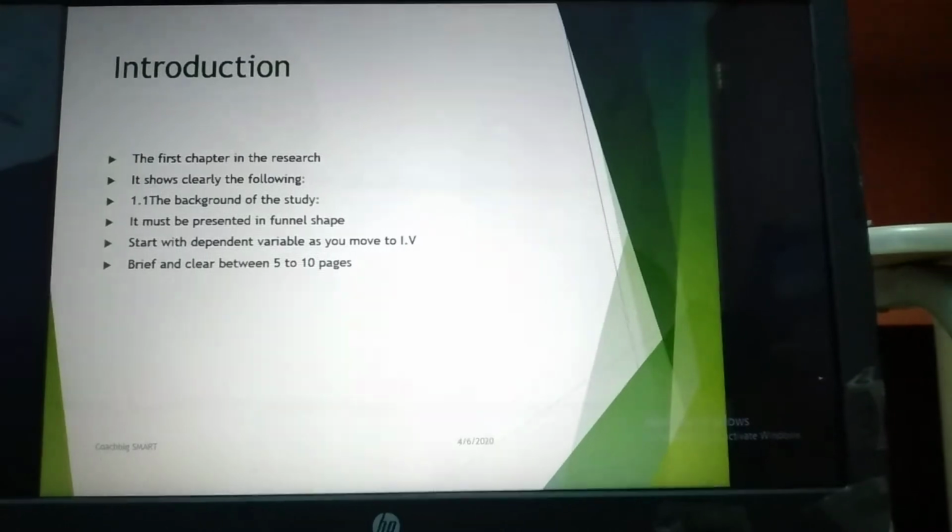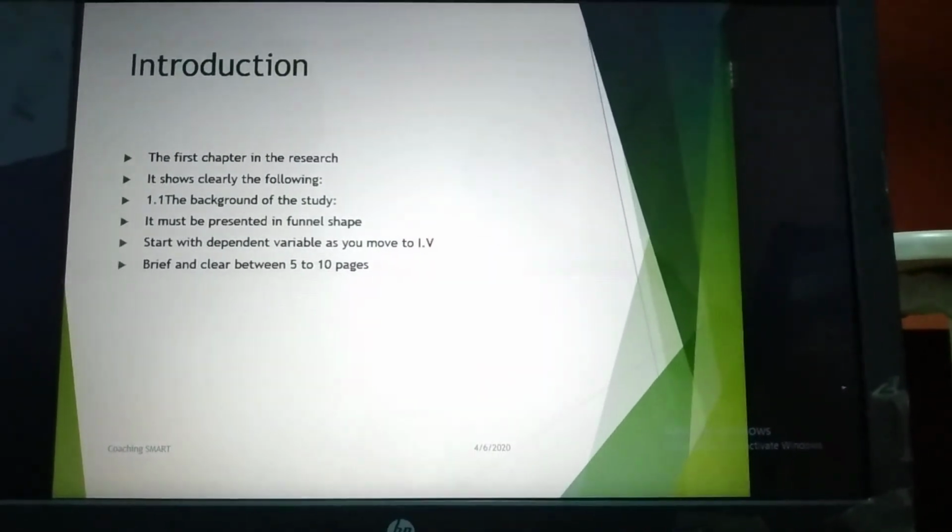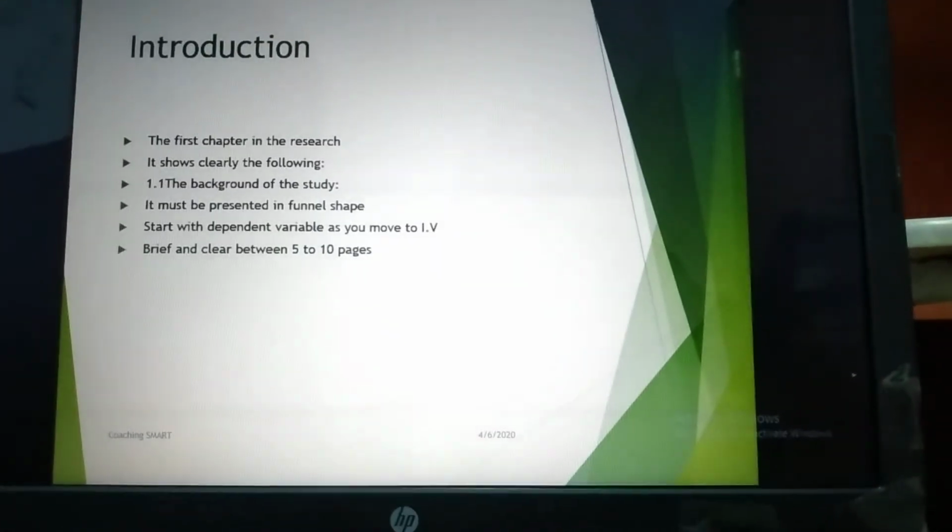Brief and clearly between 5 to 10 pages. So when you're giving your background of the study, give 5 to 10 pages. That is sufficient.